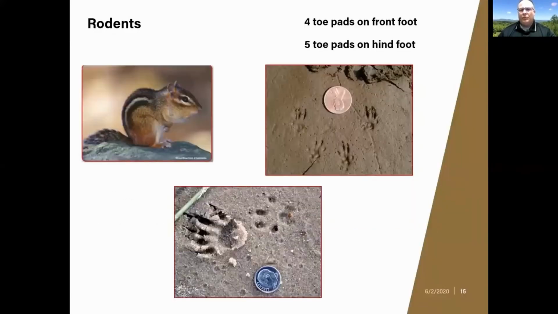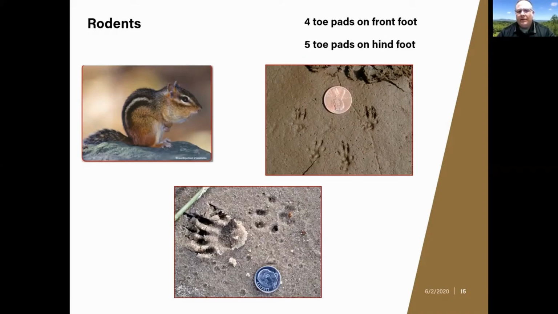So the first group we'll talk about is the rodents. And rodents are pretty unique. They have two different toe types. They have 4 toe pads on the front foot and 5 toe pads on the hind foot. And the rodents include your chipmunks, your mice, your beavers, woodchucks, those kind of critters.